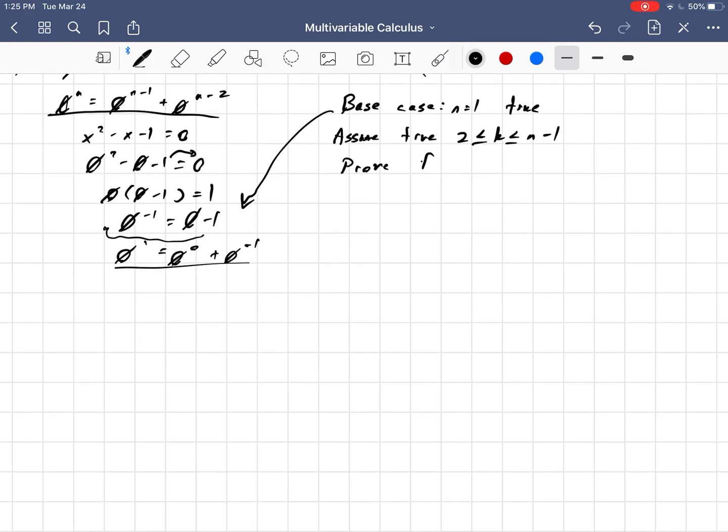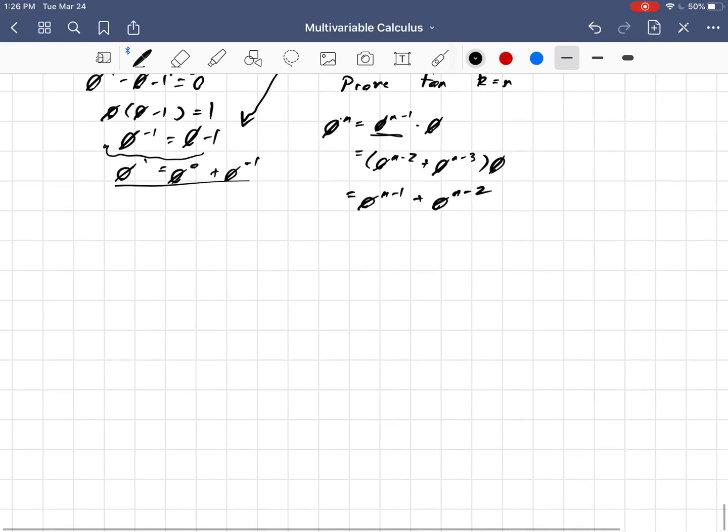Okay, and now we want to prove it for k equals n. In other words, we want to show it for an arbitrary n. So this is the easiest induction proof you've ever seen in your life. We know phi to the n is phi to the n minus 1 times phi. And by the inductive hypothesis, this part is phi to the n minus 2 plus phi to the n minus 3, times phi, which is phi to the n minus 1 plus phi to the n minus 2. And that's literally it. That's the proof right there. I'm not even going to write QED there because that's insanely easy.